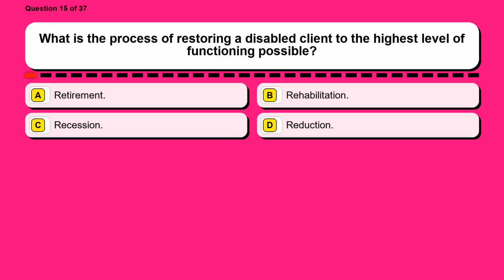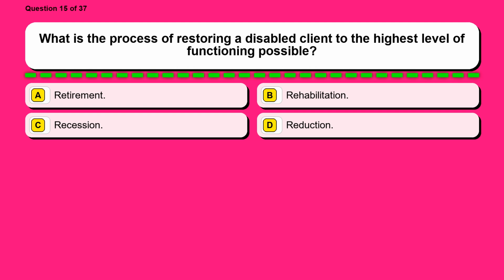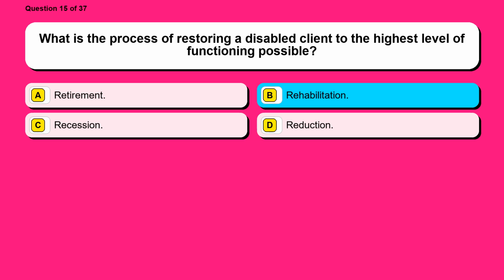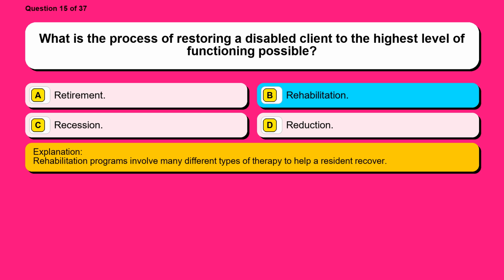Question 15. What is the process of restoring a disabled client to the highest level of functioning possible? Option A, retirement. Option B, rehabilitation. Option C, recession. Option D, reduction. The correct answer is option B, rehabilitation. Rehabilitation programs involve many different types of therapy to help a resident recover.